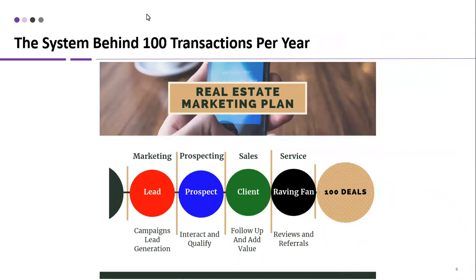So when they need to buy or sell, they're likely to use you again if you stay in touch and provide great service. And so all of this is connected to one process that as we go through and add volume to, this is the format of how we're going to get to that 100 transactions per year level. So with that, let's go ahead and jump into the rest of this process.